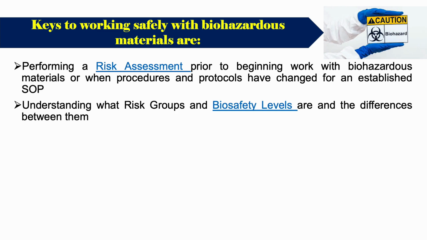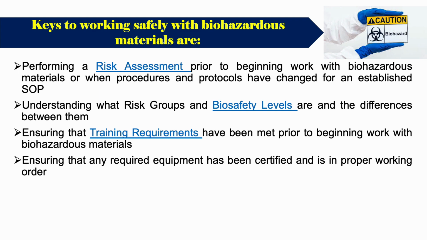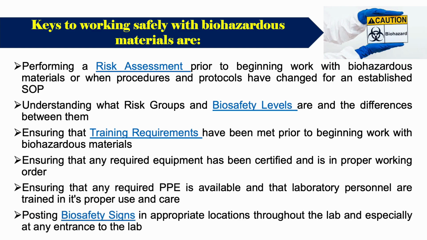Secondly, understanding what risk groups and biosafety levels are and the differences between them. Next is ensuring that training requirements have been met prior to beginning work with biohazardous material, followed by ensuring that any required equipment has been certified and is in proper working order, followed by ensuring that any required PPE is available and that laboratory personnel are trained in its proper use and care. Then posting biosafety signs in appropriate locations throughout the lab and especially at any entrance to the lab.